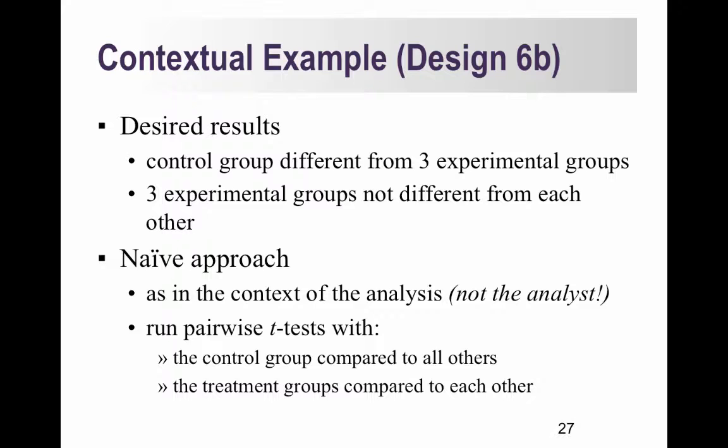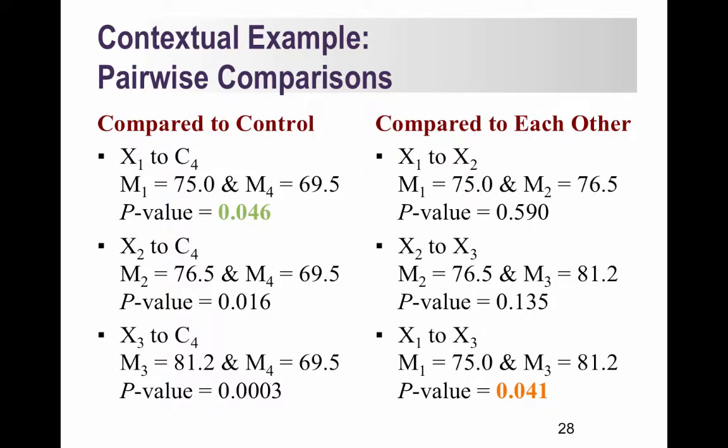Now, the naive approach, again, naive in this context not being a negative thing, just the surface understanding, is to run pairwise t-tests and to ask if we actually see a difference. So we could look at the control group compared to the other 3 groups, and then within the 3 treatment groups, we could compare them to each other. And here are the results of such a set of paired comparisons.